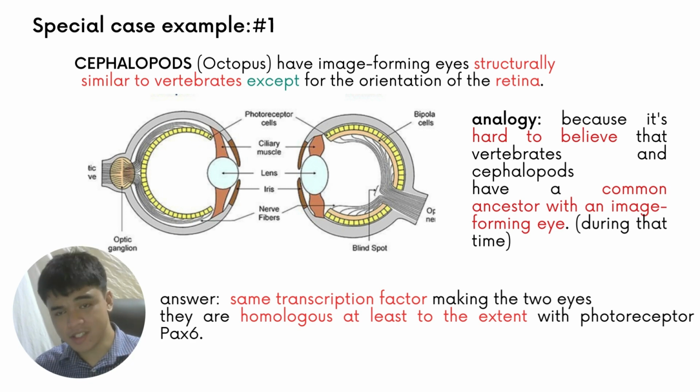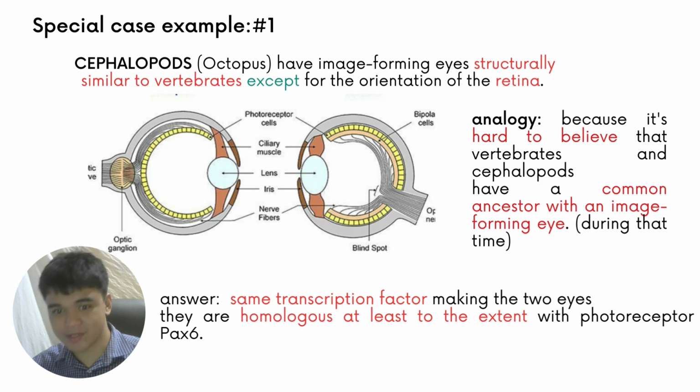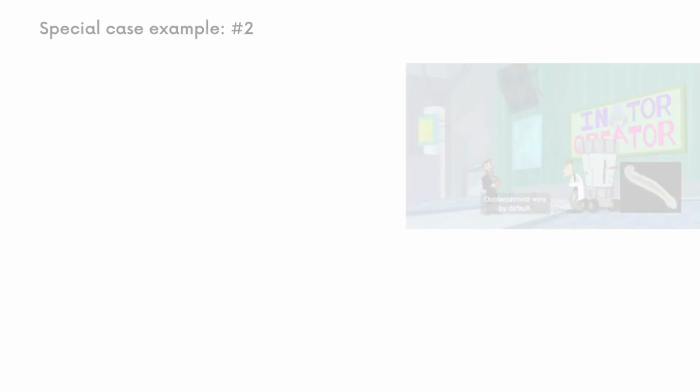It's analogous, because it's hard to believe that such an animal, on such a different branch of the tree, somehow had the same idea of the eye, which is very hard to believe. But the answer for this is apparently the transcription factors. We have homologs, at least to some extent, for the PAX genes, which is eyes.